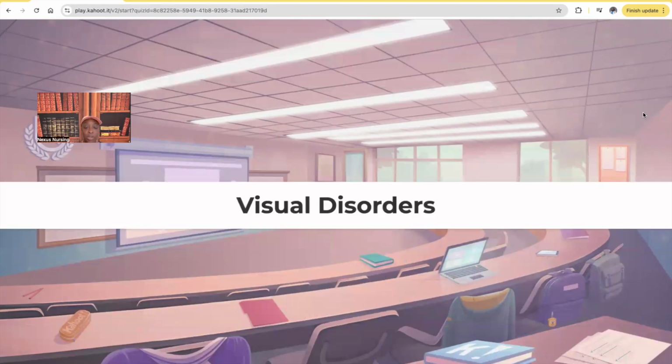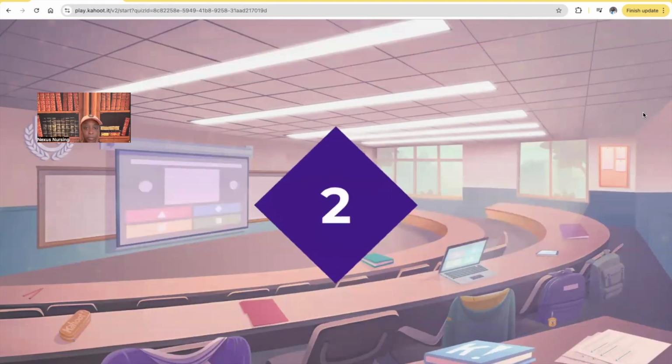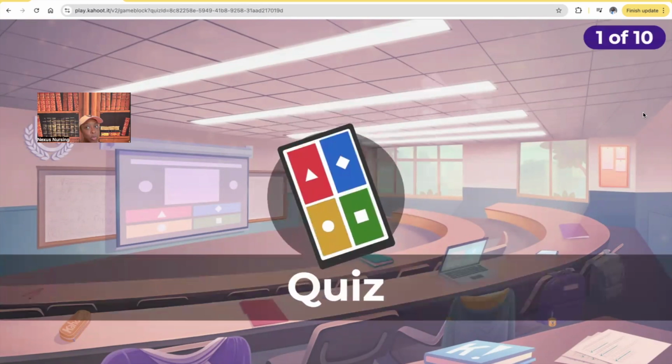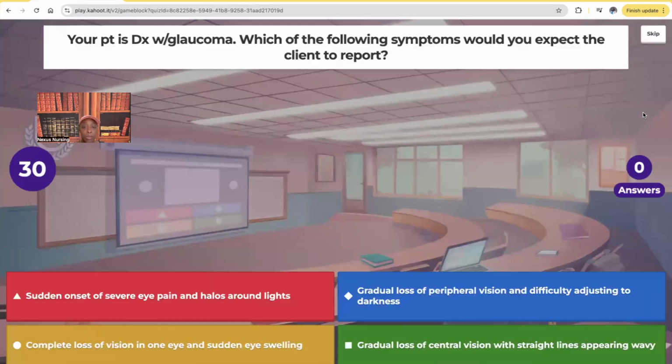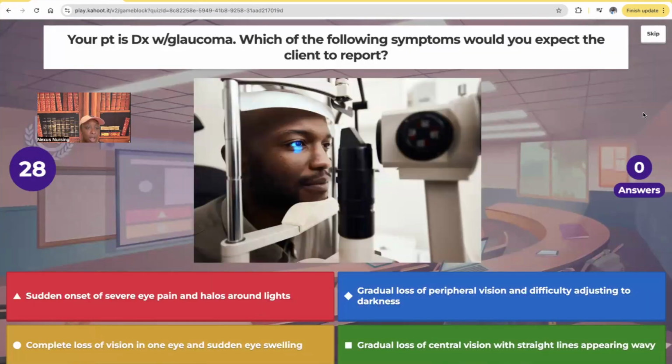Visual disorders. First question. Your patient's diagnosed with glaucoma. Which of the following symptoms would you expect the client to report? Would it be sudden onset of severe eye pain and halos around lights? Would it be gradual loss of peripheral vision and difficulty adjusting to darkness? Would it be complete loss of vision in one eye and sudden eye swelling? Or would it be a gradual loss of central vision with straight lines appearing wavy?